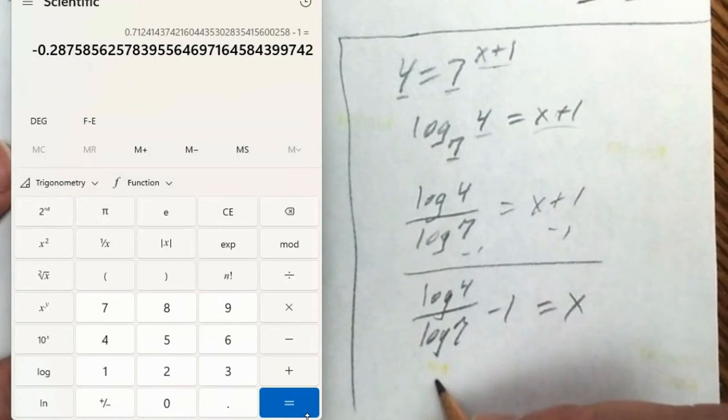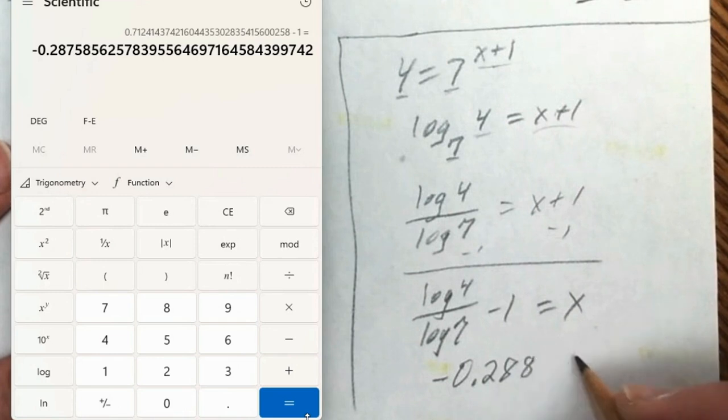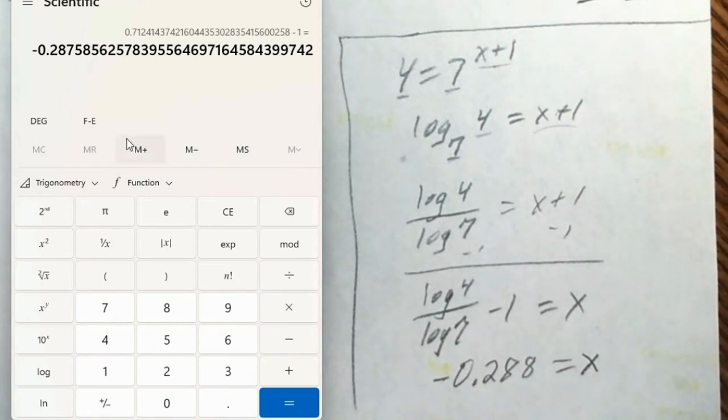So negative 0.28. Let's go 3 decimals. That would round up to 8, because it's 7.5, so it rounds up. So x equals negative 0.288. Let's check it.